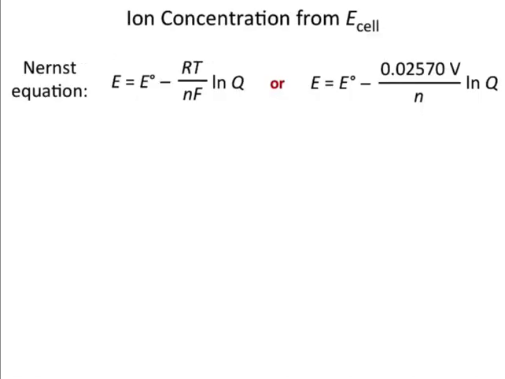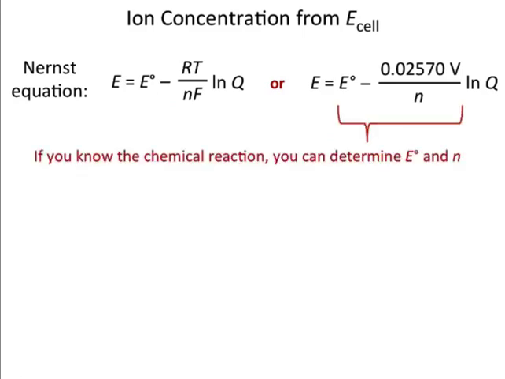The other application we'll talk about in this video is how to get ion concentration from cell voltage measurements. This involves the Nernst equation, in either form, depending on what you're given and what you feel like using. Now, if you know what the chemical reaction is and you have a list of standard reduction potentials, then you can determine what E naught is. You know the constants, and you know the number of electrons transferred. And so you know all of this.